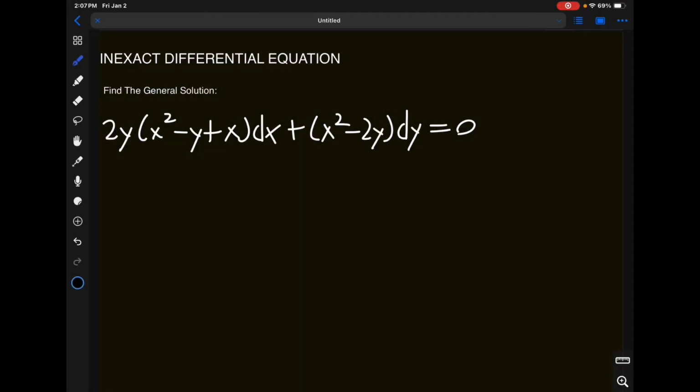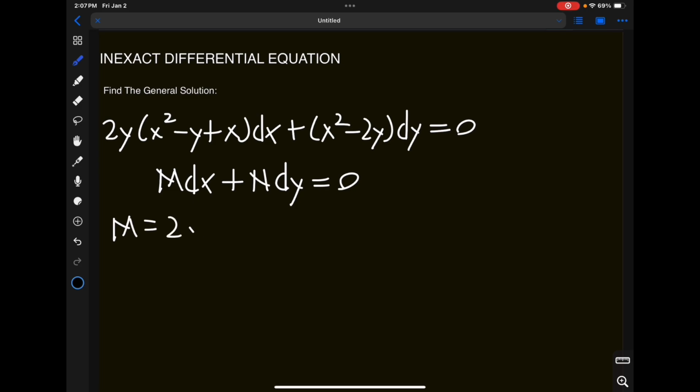Okay, let's solve this inexact differential equation by getting the general solution. Before that, we know that the general equation of the first order differential equation is M dx plus N dy equals 0. Before solving, I am going to test if this DE is really inexact. First, I'm going to identify what is M.